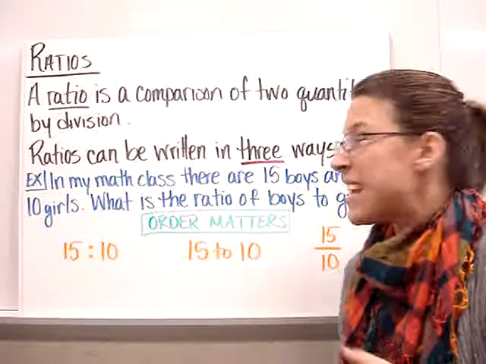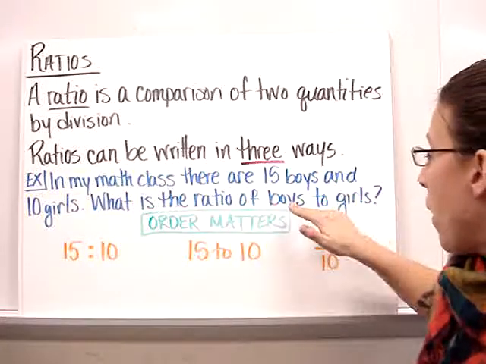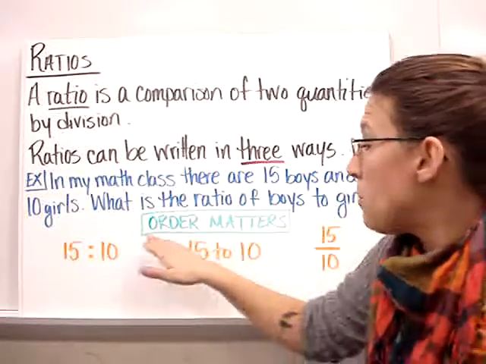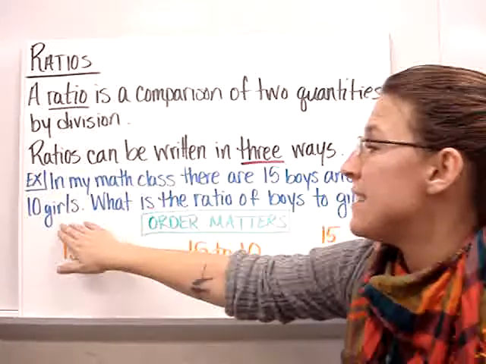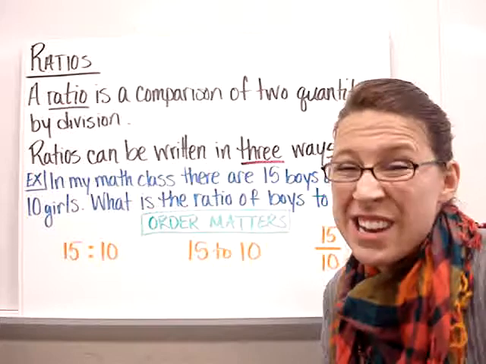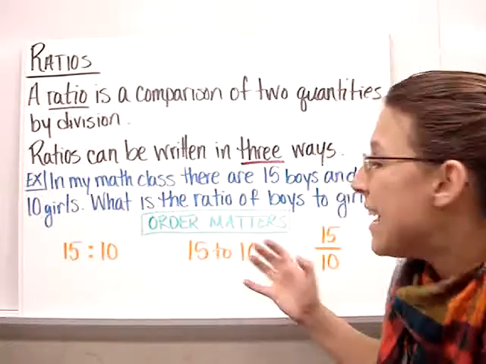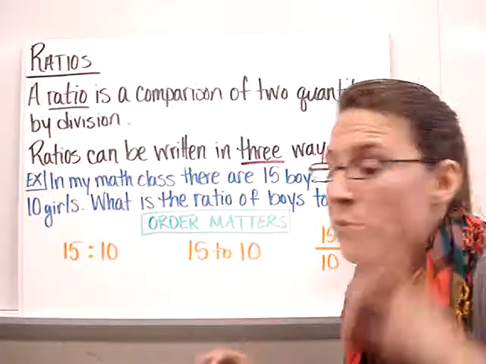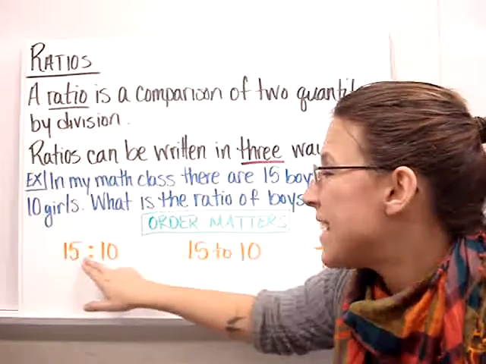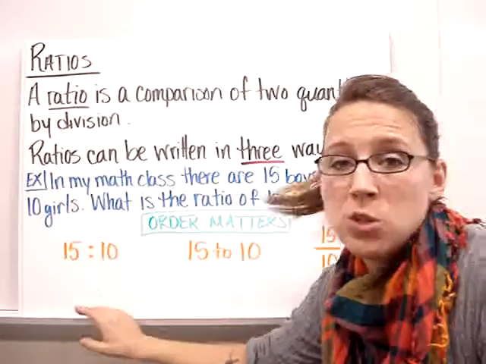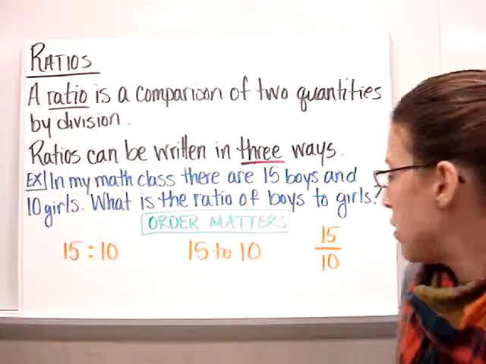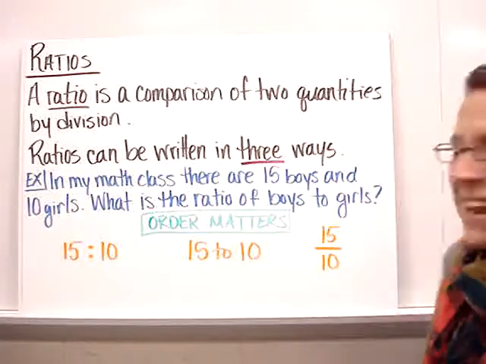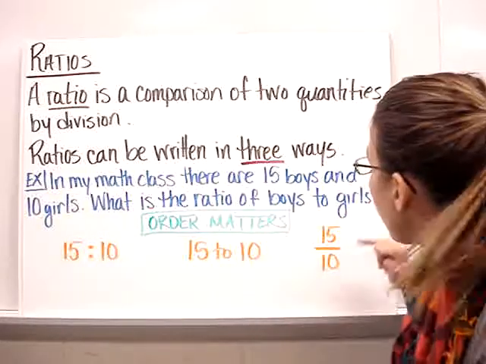Well, in ratios, this question asks you for the ratio of boys to girls. So in ratios, order matters. So if there are 15 boys and 10 girls, you write that in order in the ratio. In our ratio, we can write them in three ways. We can write them 15 to 10 with this colon between them. We can say 15 to 10, that's the ratio. And we can also represent it as 15 over 10.